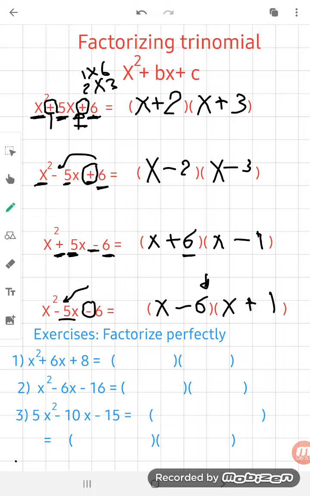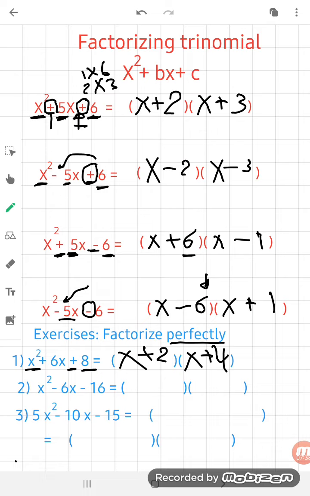Exercise: factorize perfectly. Perfectly means completely. Okay, x power 2 plus 6x plus 8. Okay, x power 2, x by x, 8, search for two numbers, the product is 8, and their sum, because the last sign is positive, is 6. 2 multiply 4, and the last sign is positive, so the two signs are same as the middle, put positive and positive. Now we have finished the factorization.